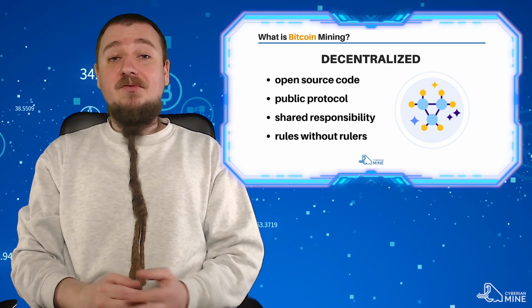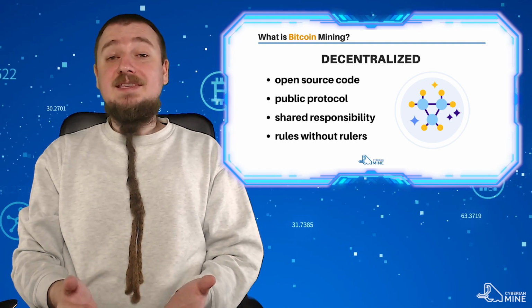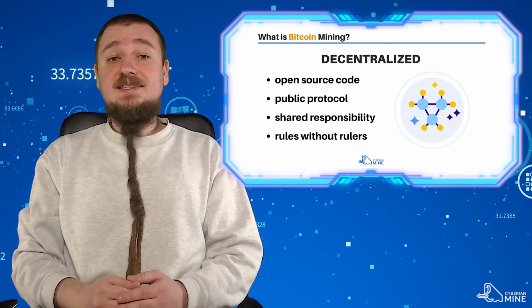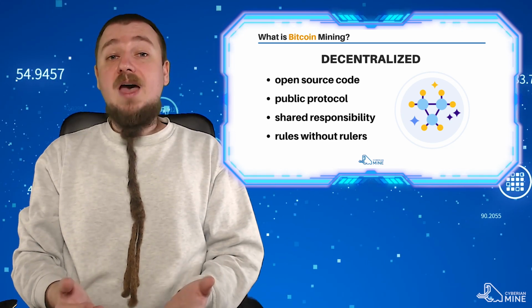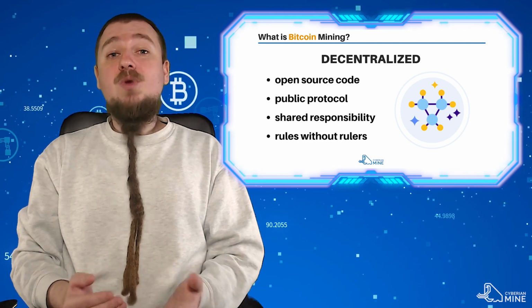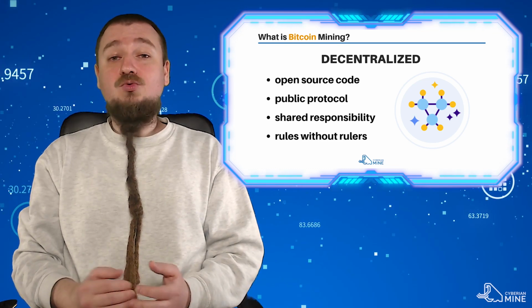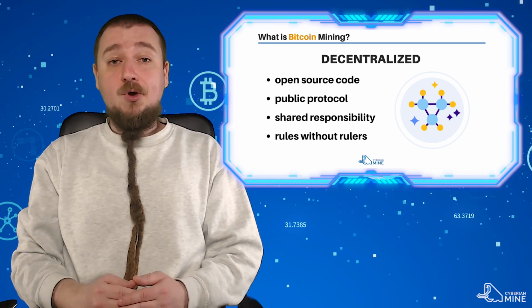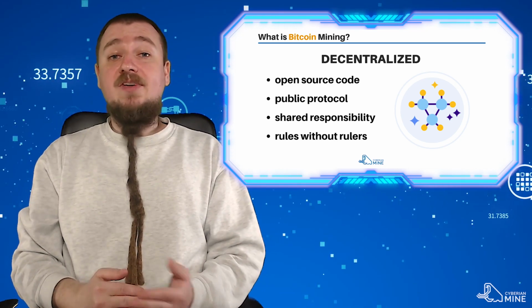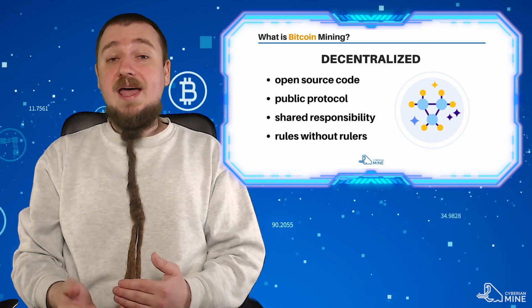Now we are getting to the very cool parts of Bitcoin, because instead of having clear ownership over the system, there is a shared responsibility throughout the network. And instead of having clear authority in charge, we have a system that has rules without rulers, meaning that there is no person or entity in charge of Bitcoin. The only thing that dictates how things run is the code, and everyone has to obey it.